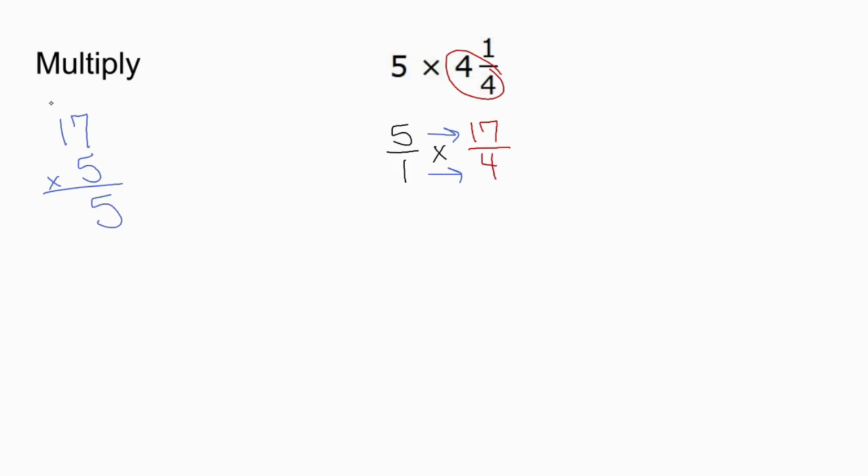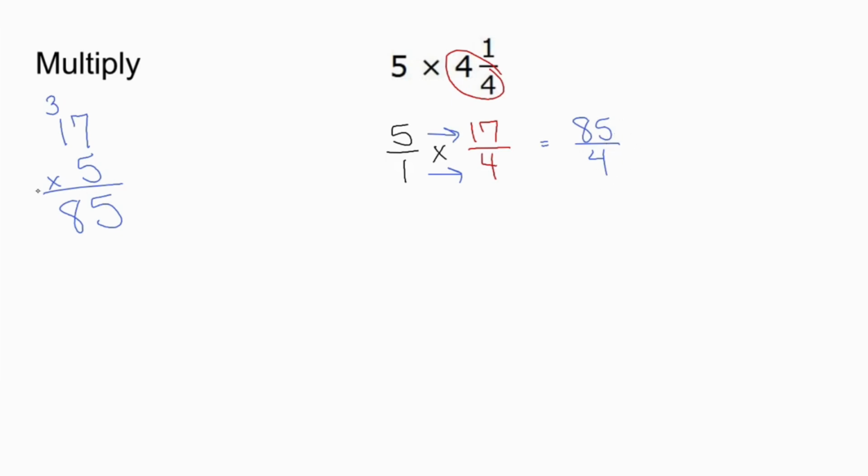Write out your 5. Carry over 3. 5 times 1 is 5. 5 plus 3 is 8. So you get 85. Now 1 times 4, your denominator is going to be 4. That part's friendly. Now this is an improper fraction.